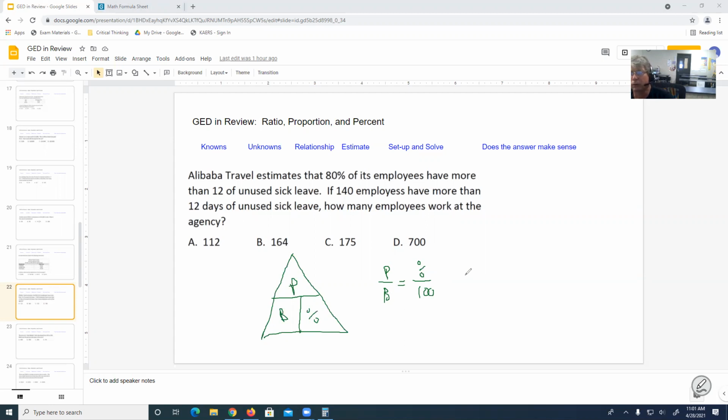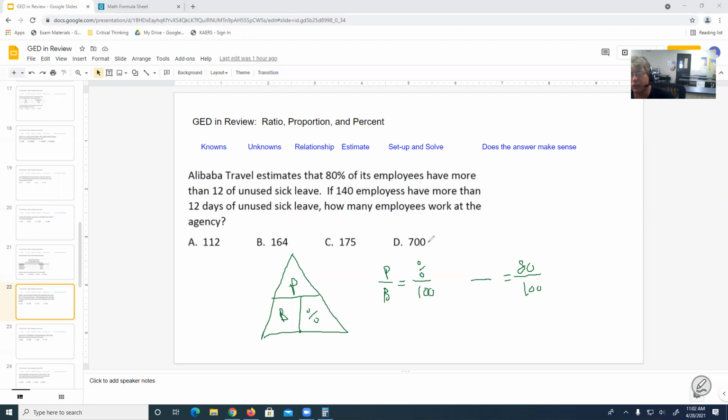Now, the way this works is, I got this 80% of its employees have 12 unused sick leaves. So that 80% we know goes over here. And the way that 80% works is you just write this as 80 over 100, because 80% means the same thing as 80 over 100. So that's how that drops into the equation. The proportion is like that. We don't actually change this one to a decimal. We leave it as 80 over 100.